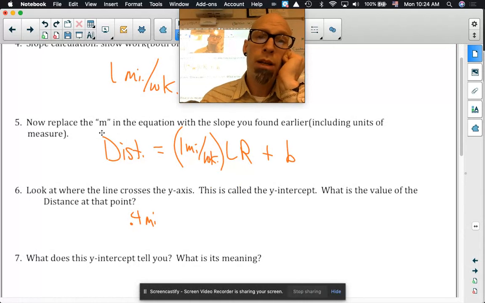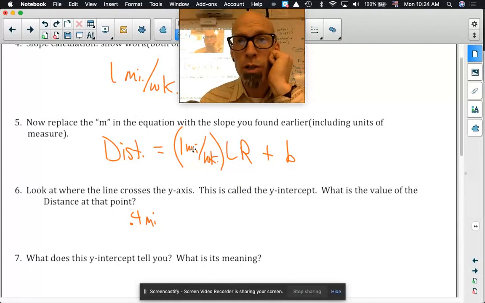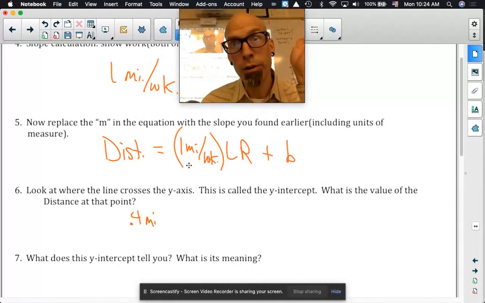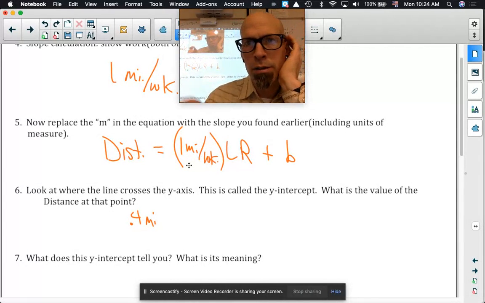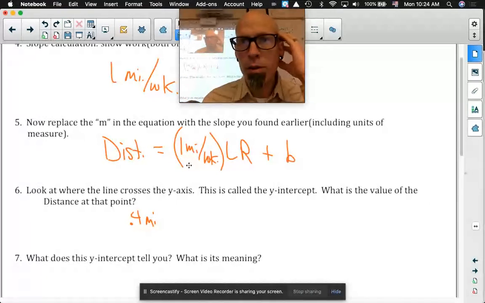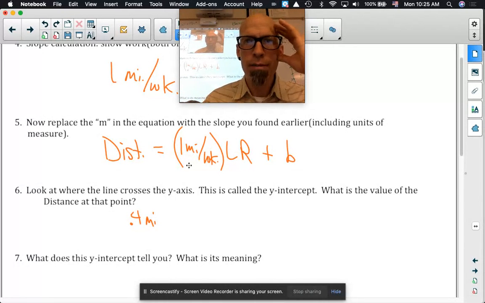Then you're supposed to replace the m in the equation with the actual slope value. So I put that in there. And again, remember, mine's 1.036, so I just didn't worry about the 36 thousandths. I just left that off, which we will see in a minute here. Maybe I shouldn't have. So distance, I got my slope in here, got my LR, my long run, and plus B, which I haven't done yet.